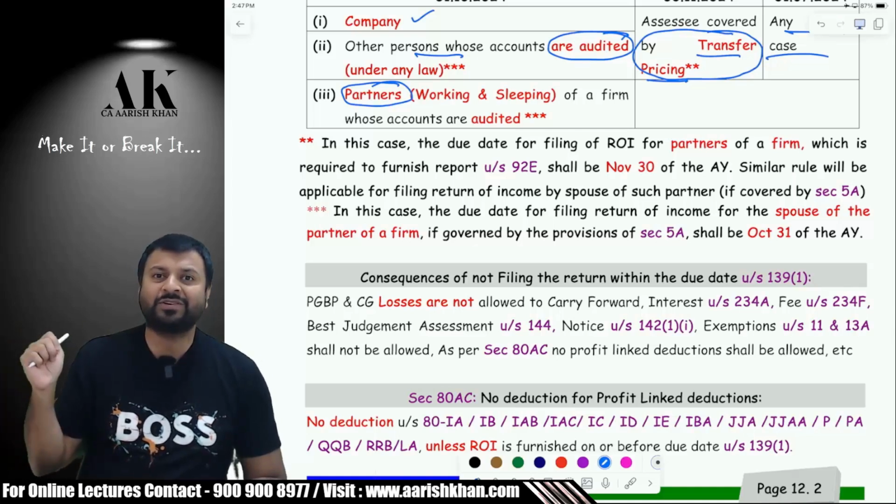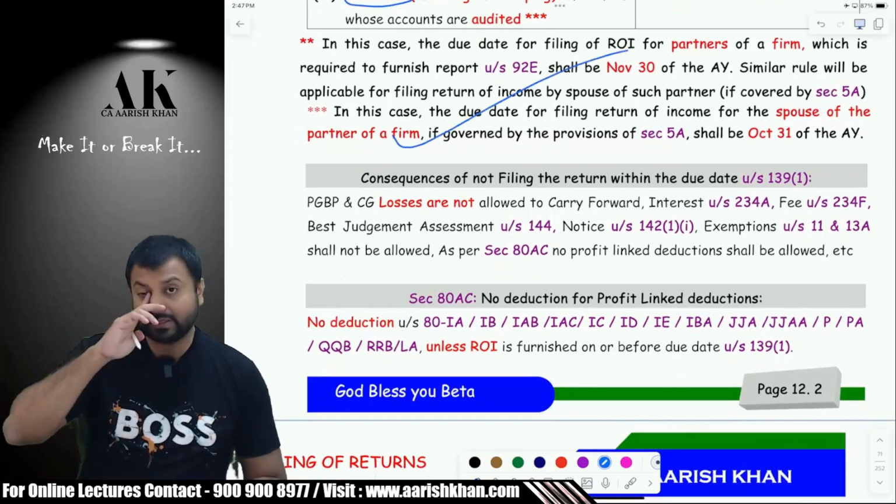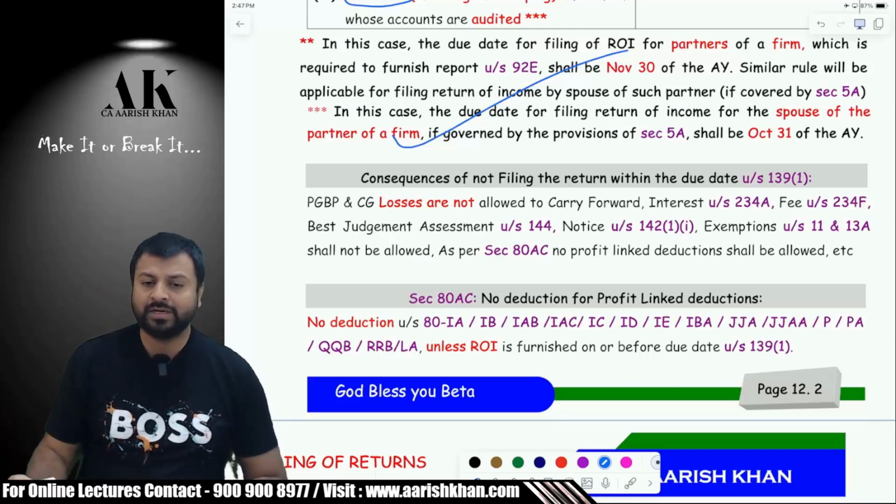Because of the Portuguese Civil Code. So in that case, my spouse will also file in what? Will also file in October. This is what this provision wants to tell us. I hope it is clear to all of you.